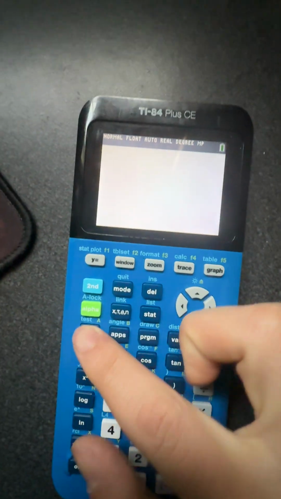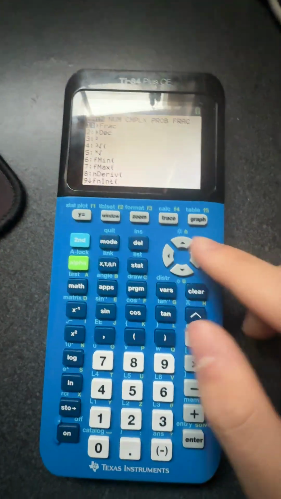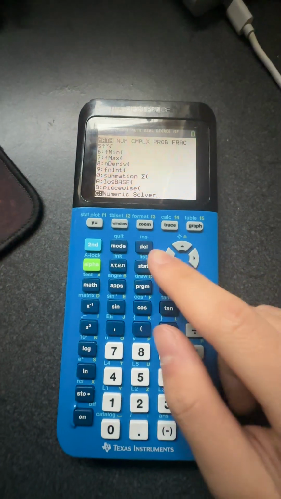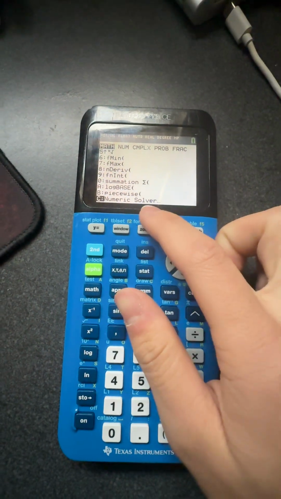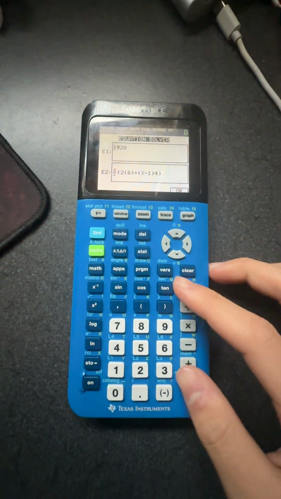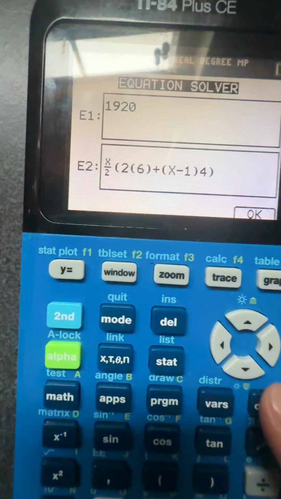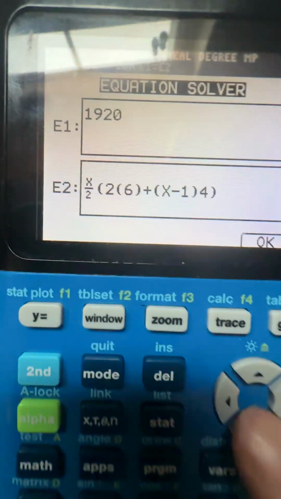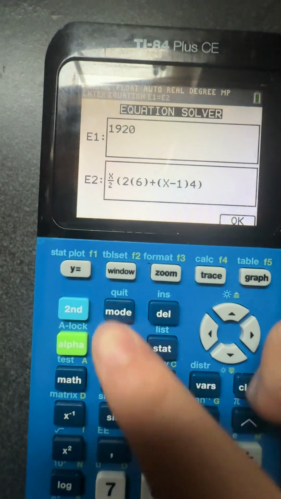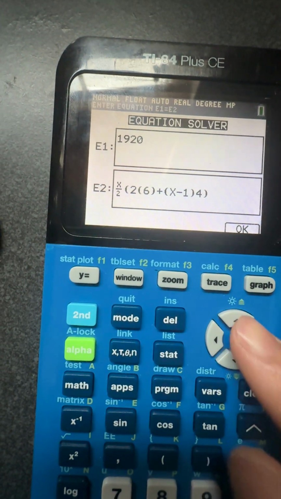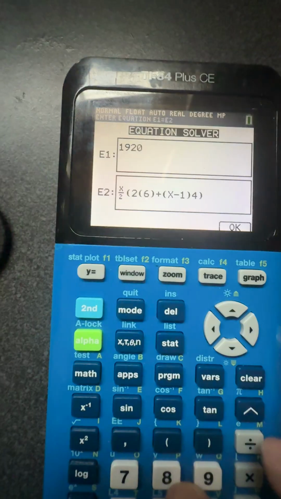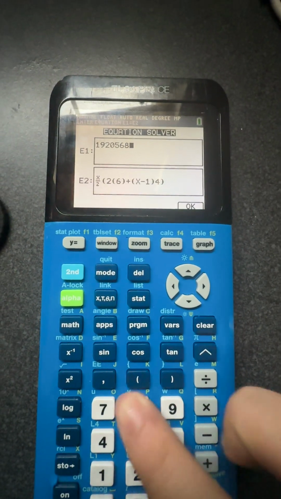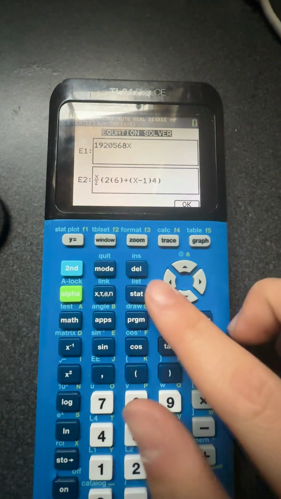Okay, sorry. So your first best friend will be the math button right here. I'm going to click the up arrow. It's going to be under numeric solver. This is your best friend right here. Plug in, set two equations equal to each other, and then you use x here as your variable.